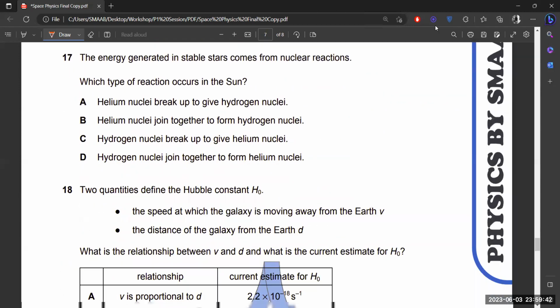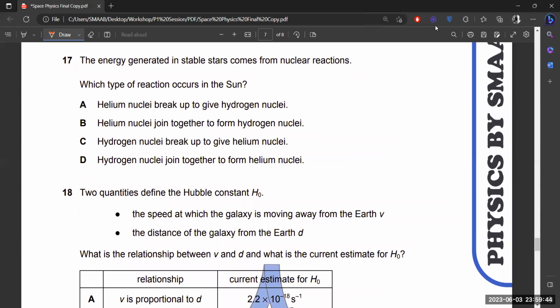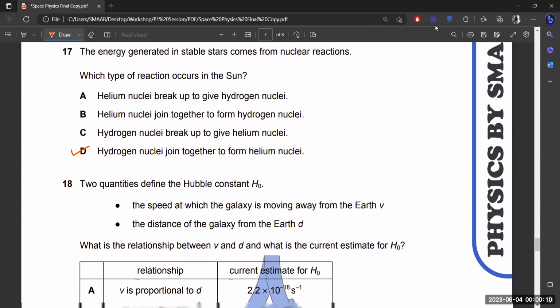Question number 17. The energy generated in stable stars comes from nuclear reactions. Which type of reaction occurs in the sun? Again, the same concept. We already studied the life cycle of stars, and the sun is also a type of star, so you just apply the same concept on the sun. In question number 17, we know that hydrogen nuclei join to form helium, because hydrogen is the fuel for the fusion reaction on the sun or star, and then it converts into helium. Very simple.